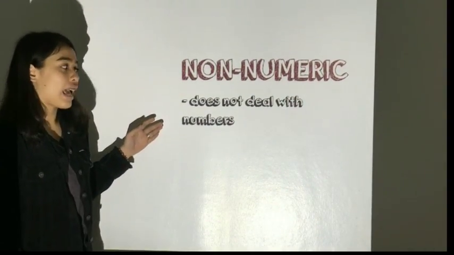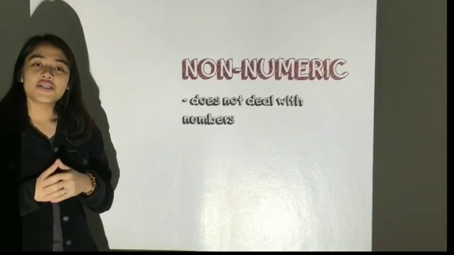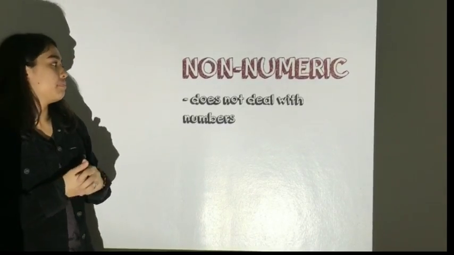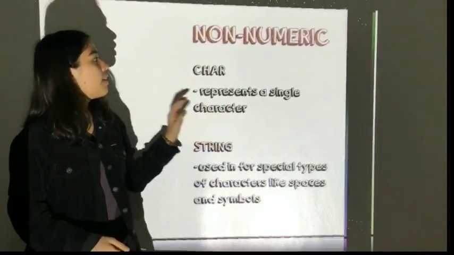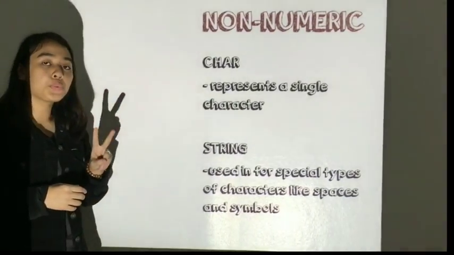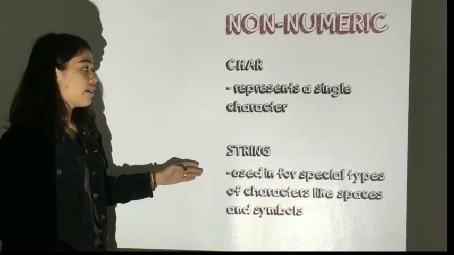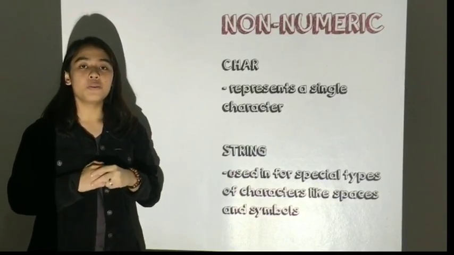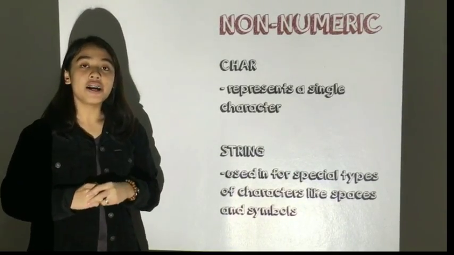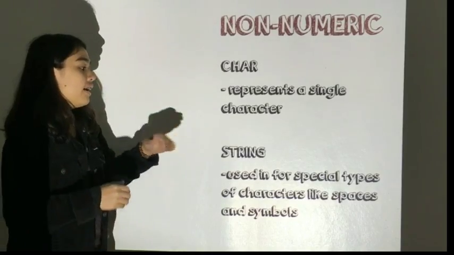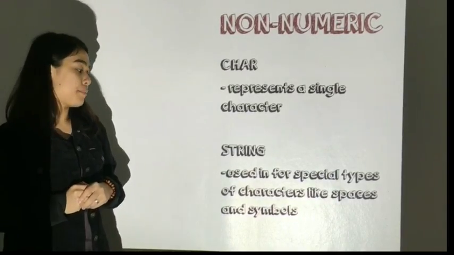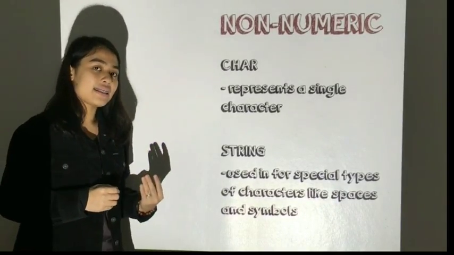Moreover, the second classification of data type, non-numeric, does not deal with numbers. Non-numeric has two subtypes. First is the char and the second one is string. Char represents only a single character, while string is used for special types of characters like spaces and symbols.